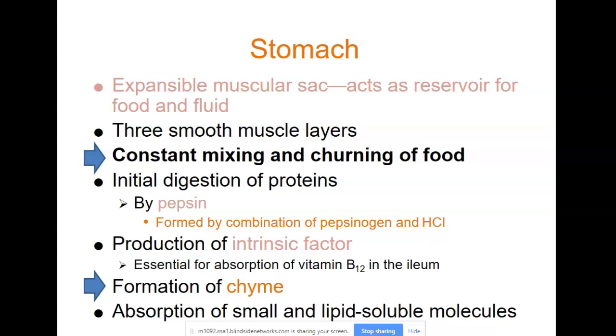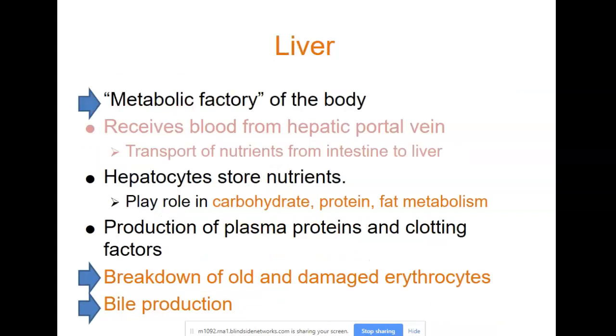So at this point, we have the food ready to leave the stomach, or the bolus rather, and it's going to change names. At the point that it's getting ready to exit the stomach through the pyloric sphincter, that's an important structure to know, and go into the duodenum, the first segment of the small intestine, it's now called chyme. So we've had food, we've had a bolus, now we've had chyme. And absorption of all small lipid molecules, some can happen in the stomach, but mainly it happens in the small intestine.